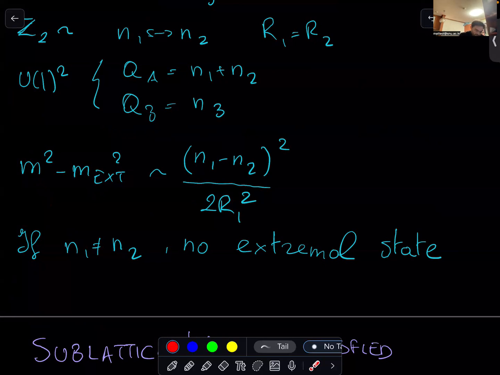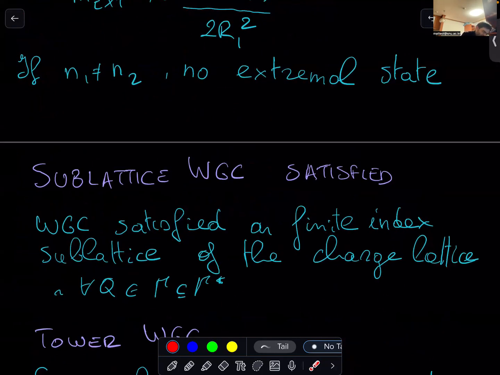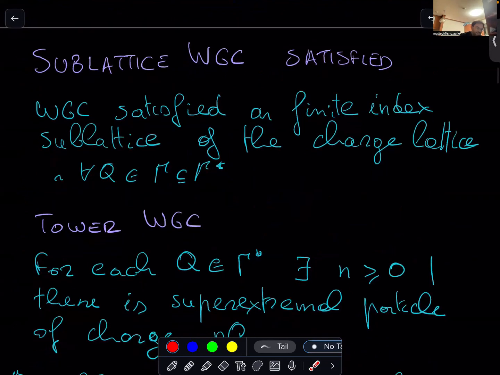But if you restrict yourself to the N1 equals N2 slice of the lattice, then you still satisfy the condition, and it turns out to be a sublattice of the original charge lattice. This goes under the name of the sublattice weak gravity conjecture, which turns out is satisfied in all examples that we know. And so this requires that there is a finite index sublattice of the charge lattice for which at each site you have a super extremal charged particle.